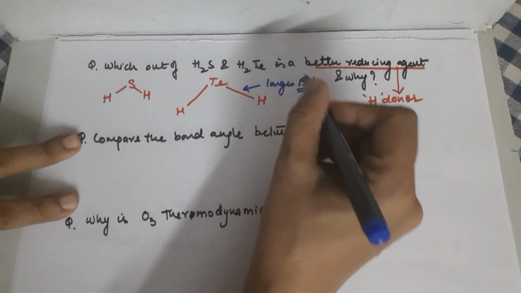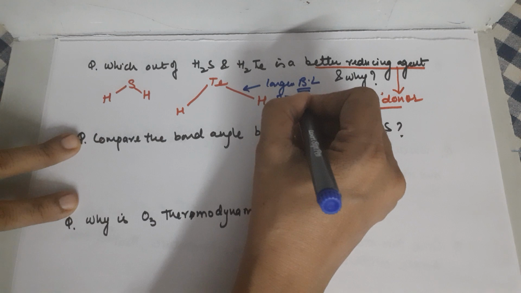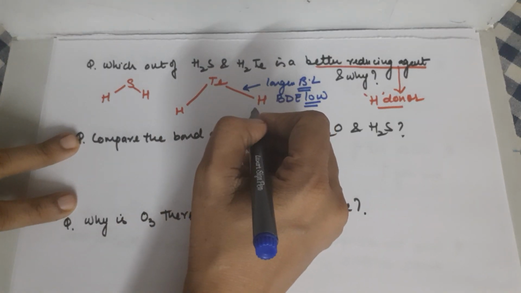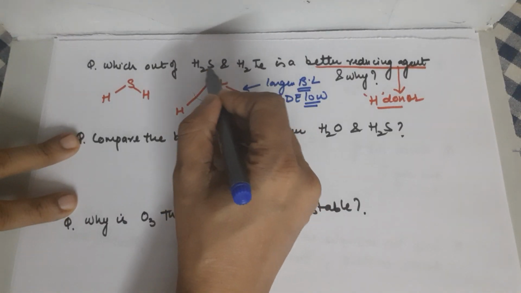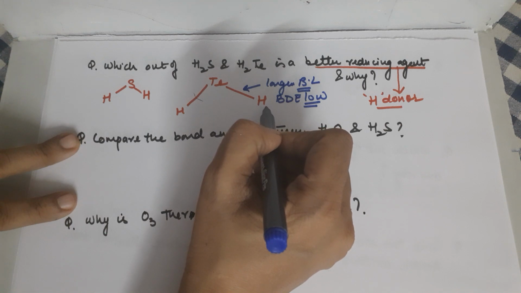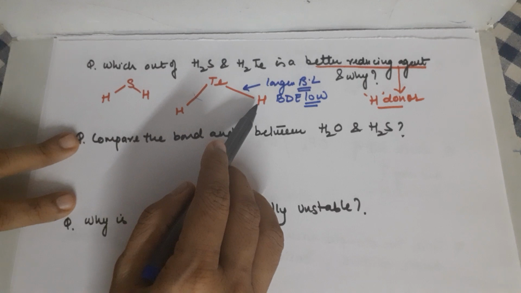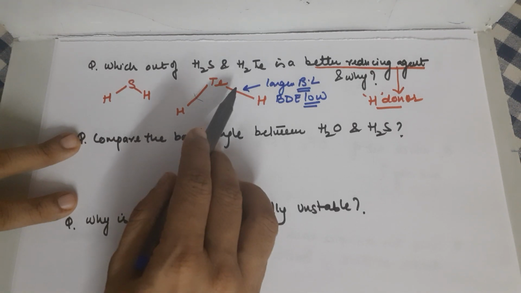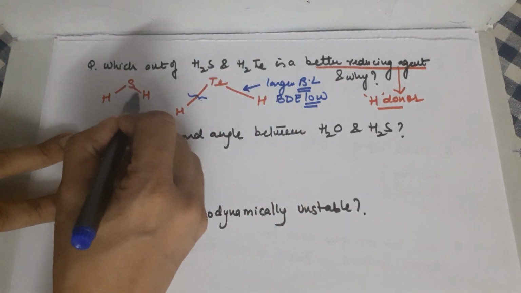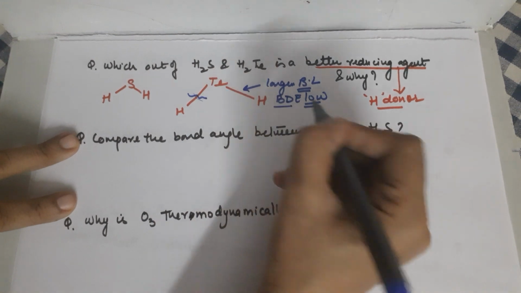Bond length is longer, which means the bond becomes weaker, which means that the bond dissociation energy is low in case of H2Te. The reason being, tellurium is a larger sized atom and it overlaps with the smaller sized hydrogen. There is ineffective overlap of orbitals between a large sized atom and a small sized atom, leading to a weaker bond. Hence, this bond is weak as compared to the H and sulfur bond. So this bond easily weakens because the bond dissociation energy is low.